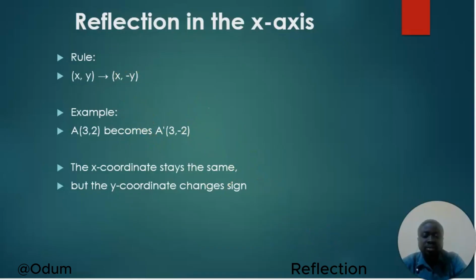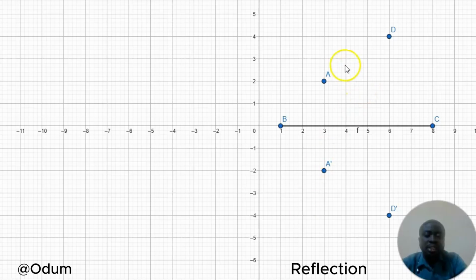You negate the y. You can still have a different point. Let's say we have this point here, which is 4, 5. If you do the reflection, you should get 4, -5. So you see our 4, -5 here. Now, reflection in the x-axis is not only done here.